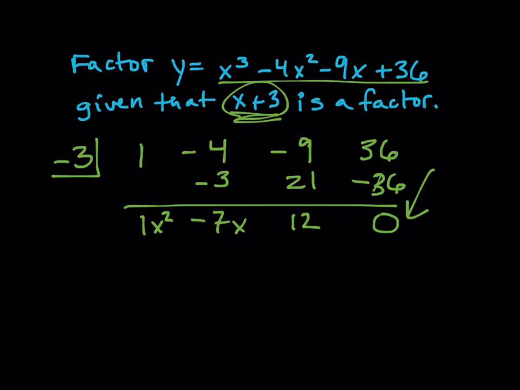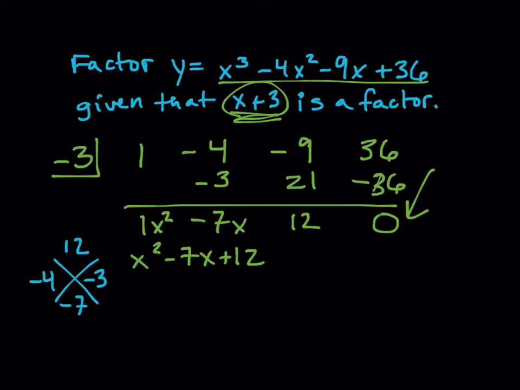All right, so now I'm down to x squared minus 7x plus 12. And then your choice, either quadratic formula or factoring, to try to figure out the other two factors. So I will try factoring, see if that works. So we have 12 and -7. And it looks like -4 and -3 will work. So this is going to factor as x minus 3 and x minus 4.